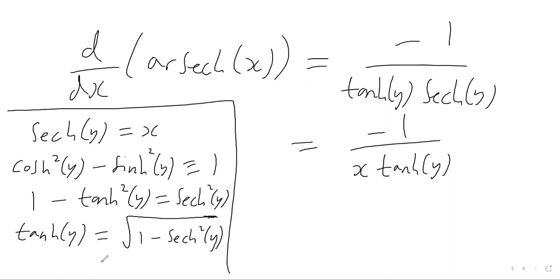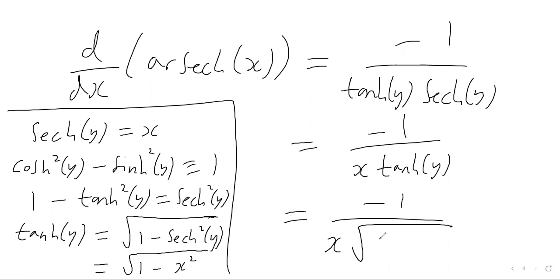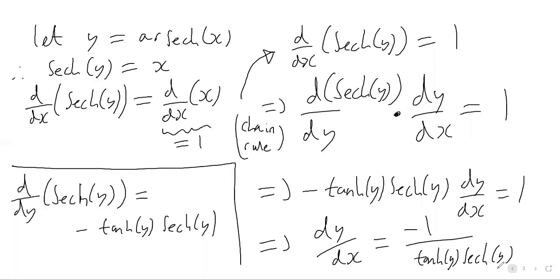So what we can therefore do, because we know sech of y is just x, is rewrite that as 1 minus x squared, like so. Okay, great. So what we get then is a negative 1 on the top, multiplied by x times the square root of 1 minus x squared. By using this method, we get this derivative here. Now we've got to go back to the graphical analysis and check whether this is indeed less than 0, because we need this function to be less than 0 for all x values in our domain.